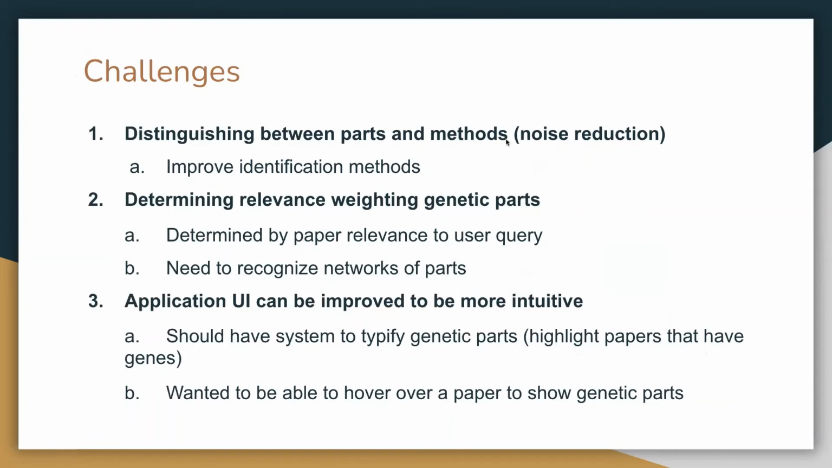The main challenges with this were distinguishing between parts and methods. So we wanted to create a better way to map another entity such as methods instead of just parts. Beyond that, we also wanted to determine the best way to understand genetic parts and their relationships within the paper. So we thought maybe creating genetic networks within papers might be the best way to do this. Lastly, we wanted to maybe make the application UI a web app so that it would be more portable.